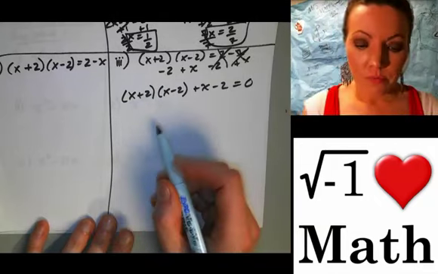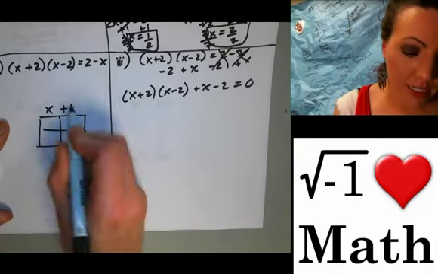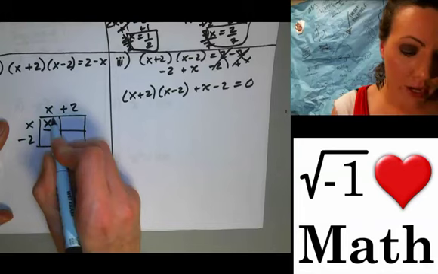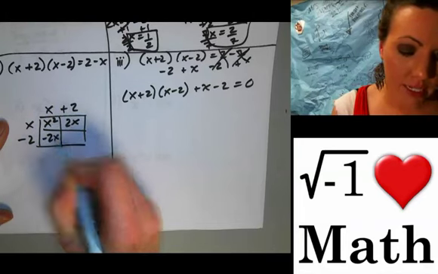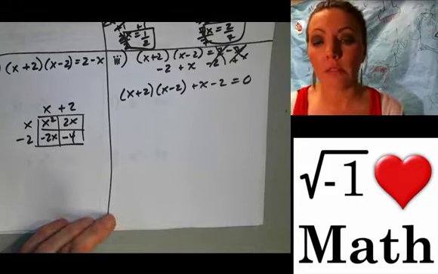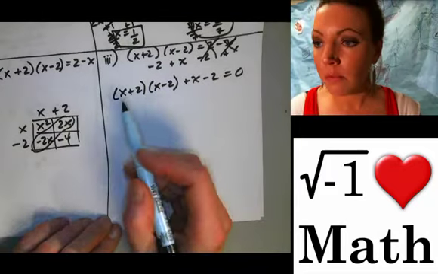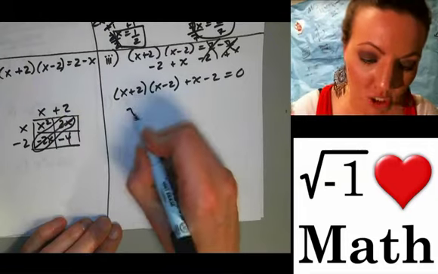Okay, so if we do that, I'm going to do this over to the side here. So x plus 2 and x minus 2. So x squared, 2x, negative 2x, and negative 4. And then if we combine like terms, so that's the same thing as FOIL, right? So if we combine these like terms, what happens to them, Thane? They'll cancel each other out. And we're left with x squared minus 4.